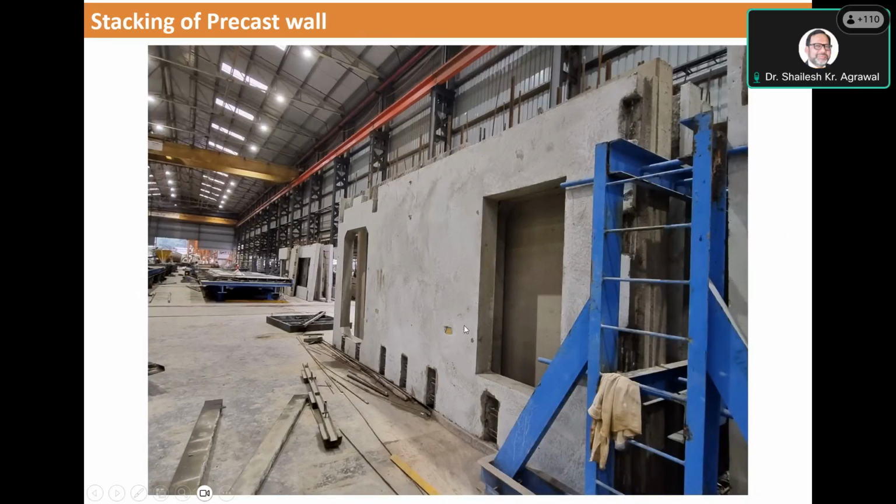Another question: repeated floors like housing is possible, what about other types of buildings? See, anything is possible in precast. Everything is possible.